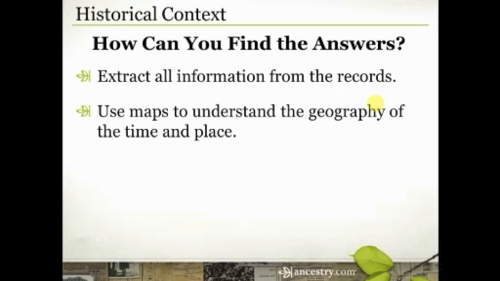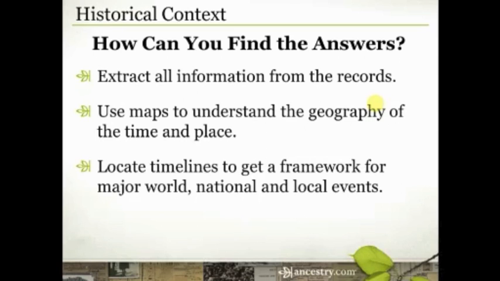Another tip, use maps to understand the geography of the time and place. That's really important to do. When you use maps to understand the geography of the time and place, you start to see how people may have migrated. When you recognize, you know what, there's no mountain range there, or there's a river there, or this mountain range may have prevented them from going that direction. You start to understand what things looked like, where the boundaries of counties and states were.